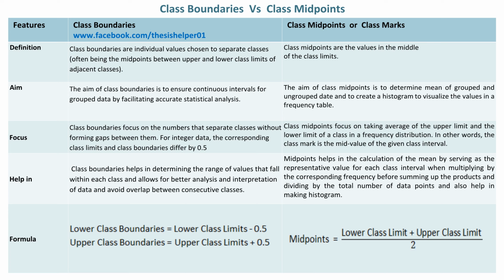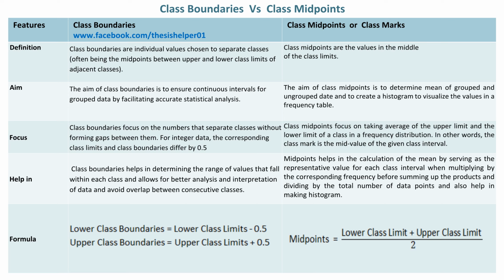Formulas for finding the number of classes, range and class interval are given for comparison, whereas lower class boundaries are calculated by subtracting 0.5 from lower class limits, and upper class boundaries are calculated by adding 0.5 to upper class limits. Whereas, the formula of class midpoint or class marks is given, which is the sum of the lower class limit and upper class limit divided by 2.